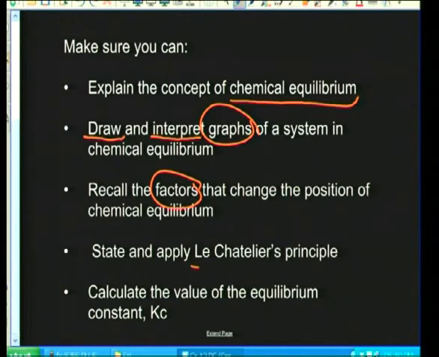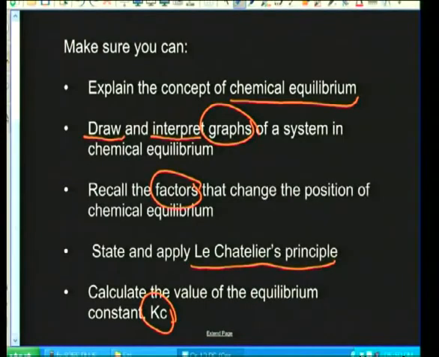Then there's a principle or a law that we can apply. It's called Le Chatelier's principle, and it's a very important law. We're going to get to it in a few minutes. The other thing you need to do is be able to calculate a value for Kc, the equilibrium constant. And we'll look at lots of Kc calculations in today's lesson. So stay tuned. Let's dive straight into the questions.